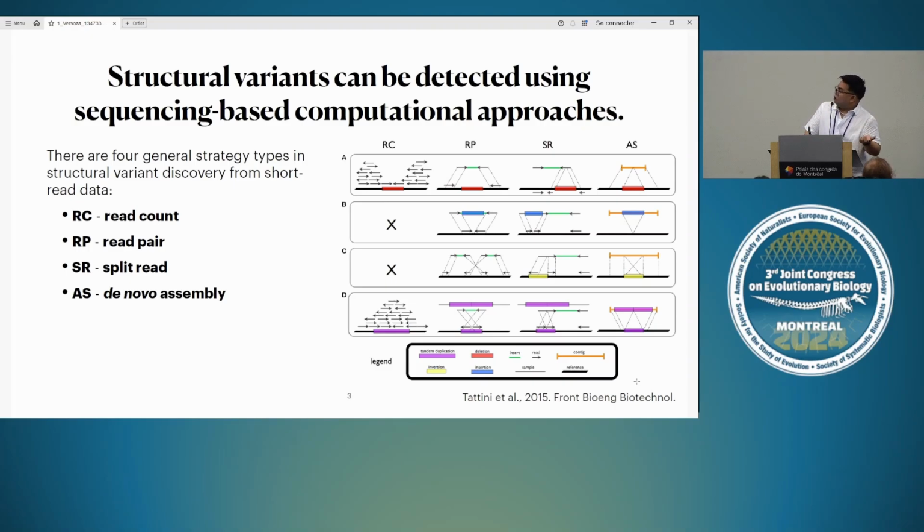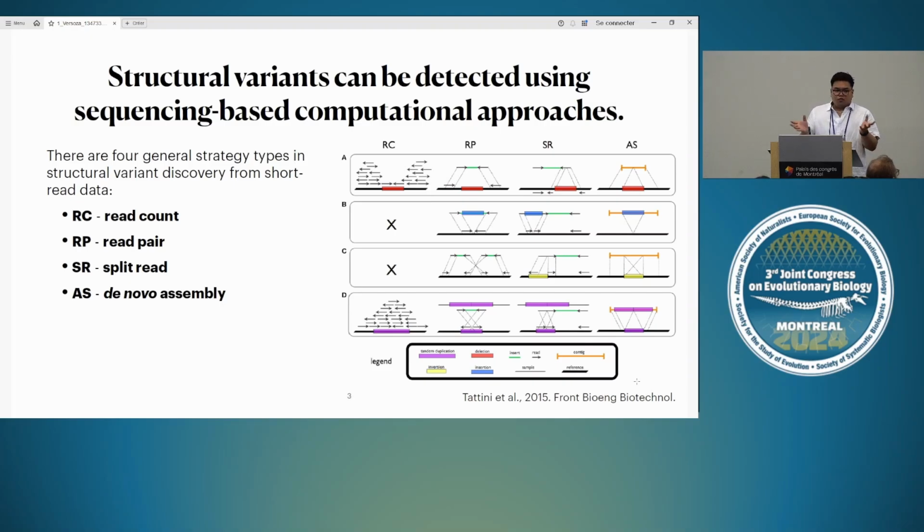If there's a spike in your reads, that could be a duplication. The next one is read pair. Instead of looking at the number of reads, you look at the orientation and the span with respect to the expected insert size. This means if you have a larger insert size, there could be something in there that shouldn't be, or if you have a shorter insert size, there's something there that's just gone.